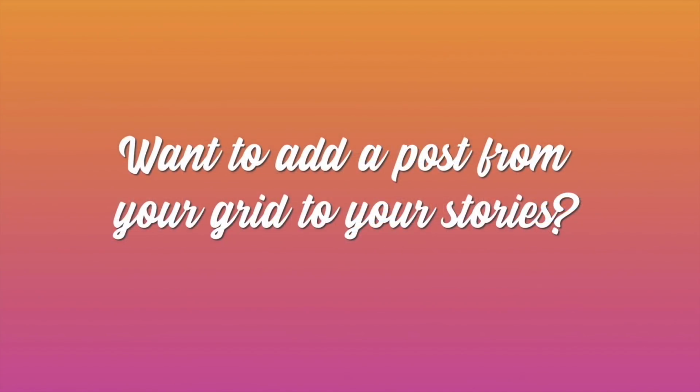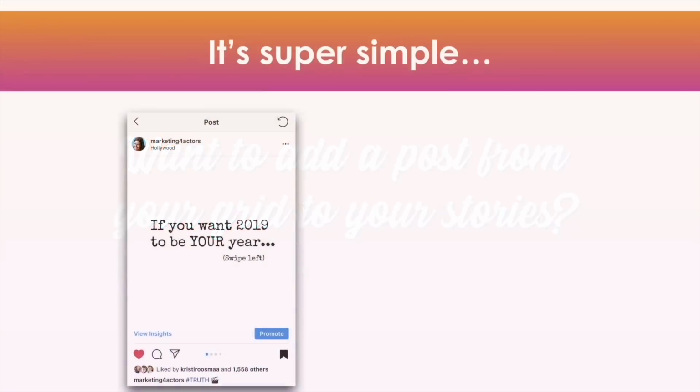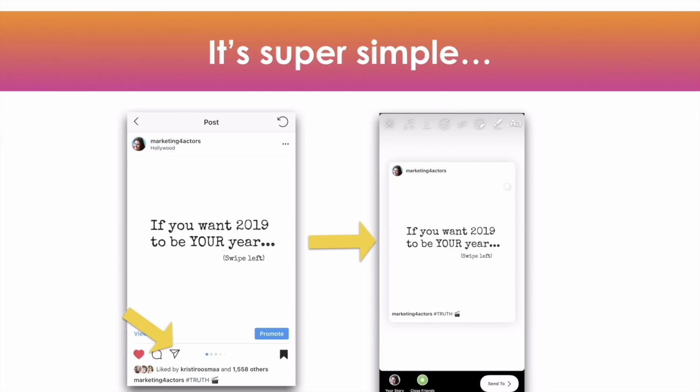Now, if you want to add a post from your grid to your stories, it is super, super simple. All you have to do is go to your post or even someone else's post and click on that paper airplane button right below the post. You'll get the option to share it to your stories, and then you can have fun with it. You can add stickers, text, you're gonna get all the editing options that we just talked about. Super simple. So there you have it.